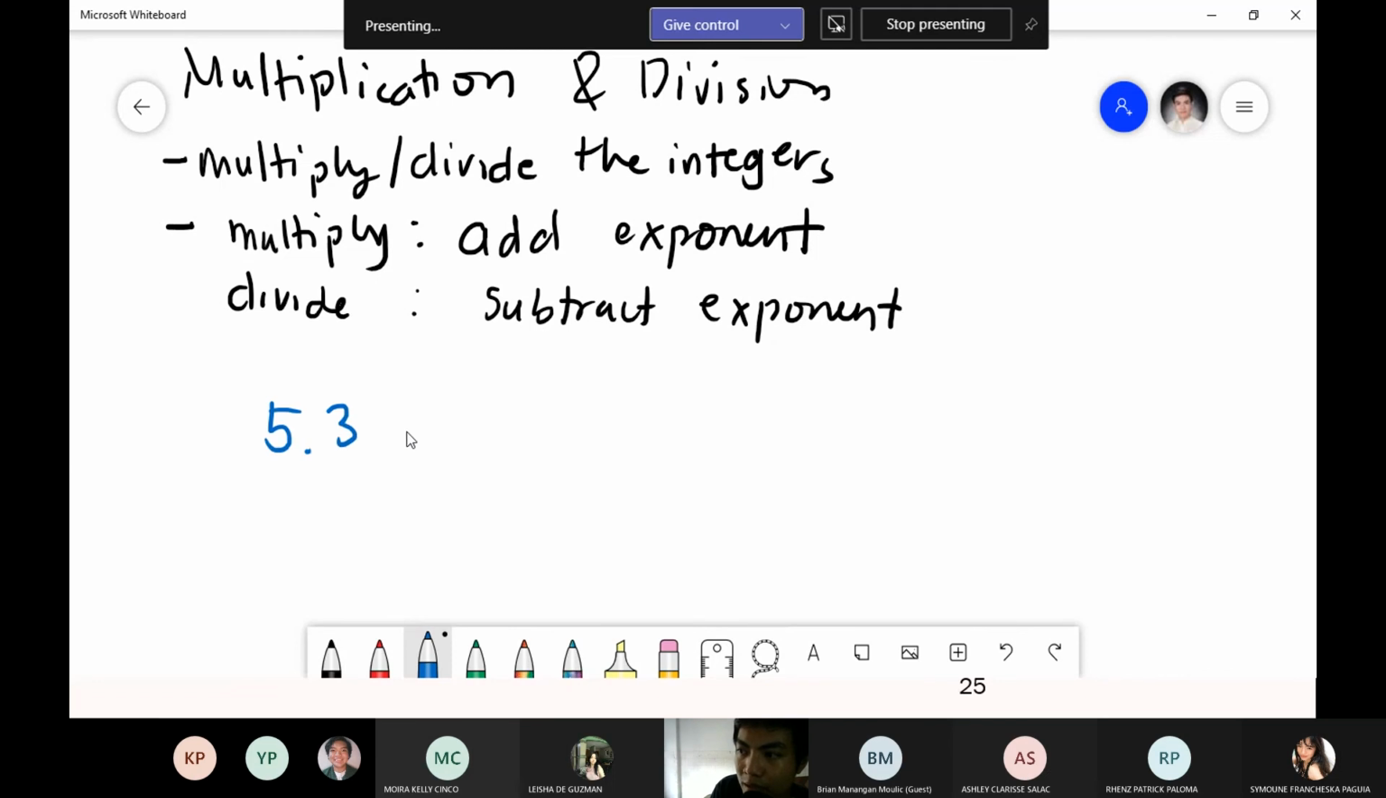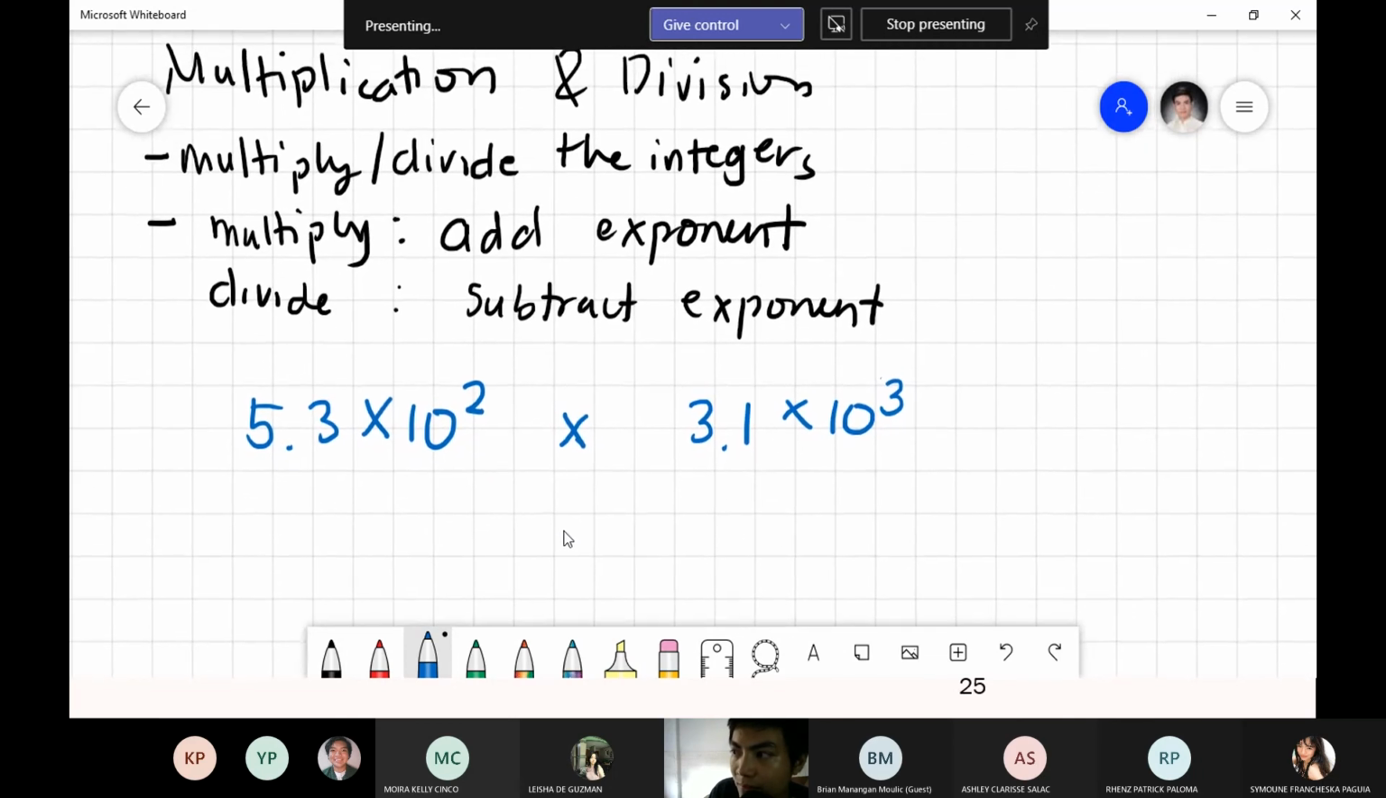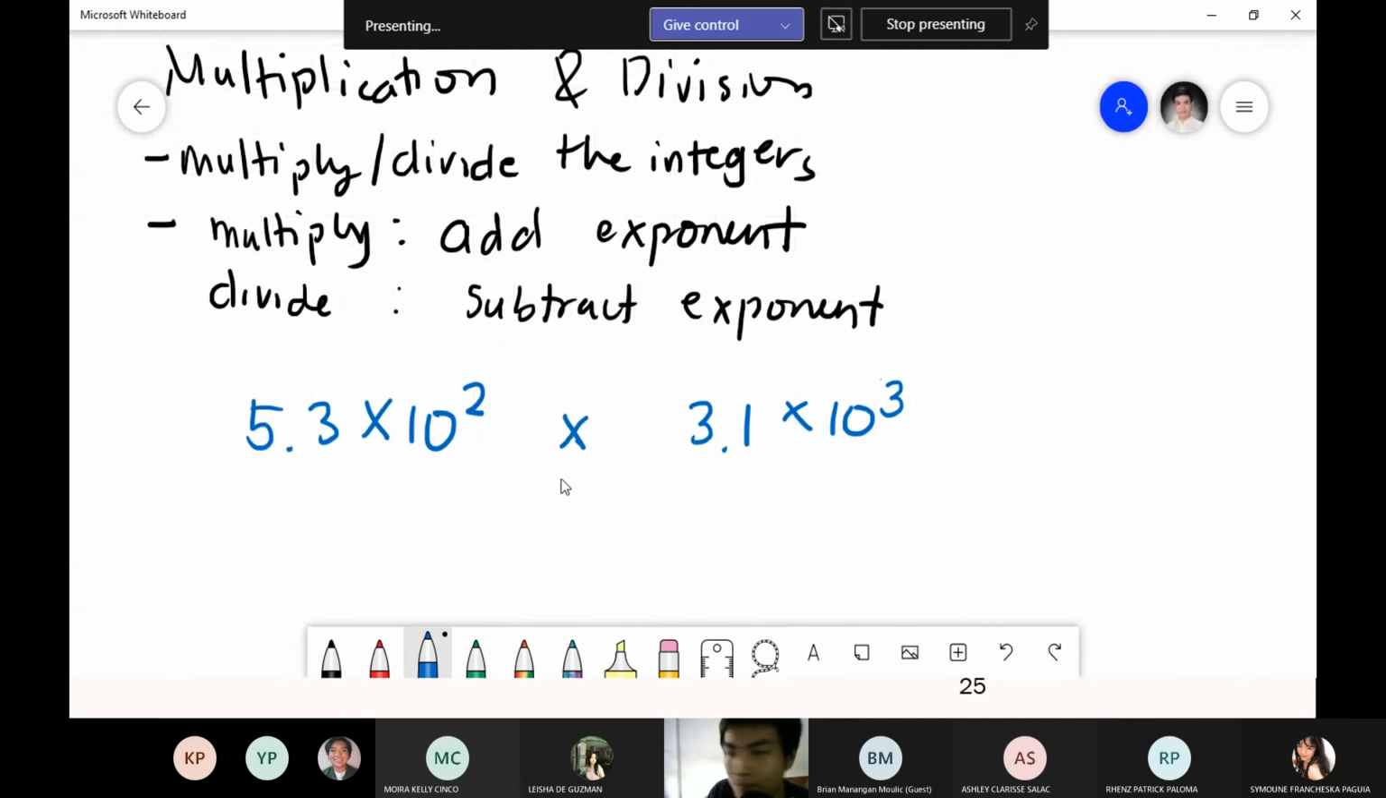Let's have 5.3 times 10 raised to 2 times, gawin ko tong 3. Okay? So, 5.3 times 10 raised to 2 times 3.1 times 10 raised to 3. So, again, multiplication yan. So, i-add ko yung exponent. Add ko sila. So, 2 to, 3 yun. So, ano yun? 2 plus 3. Okay? So, basically 5.